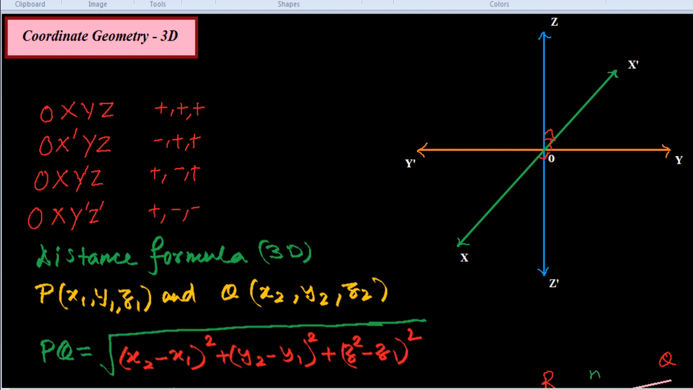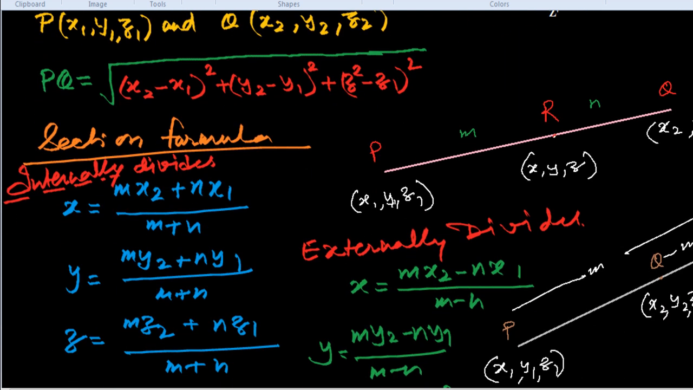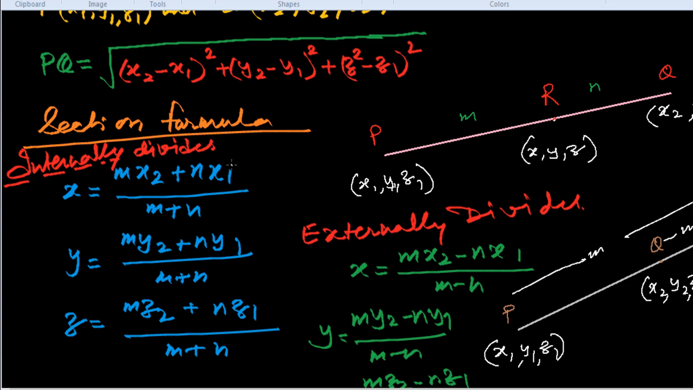We have seen the 3-dimension distance formula. If you have the coordinates (x1, y1, z1) and (x2, y2, z2), we have to find the distance between two points in space. We can find it through this formula: the square root of (x2 minus x1) whole square plus (y2 minus y1) whole square plus (z2 minus z1) whole square. Now we have seen the section formula also. It internally divides the line segment PQ whose coordinates are (x1, y1, z1) and (x2, y2, z2), and the coordinates of the point which divides these two in m to n ratio is (x, y, z).